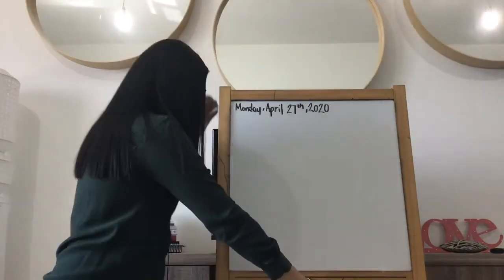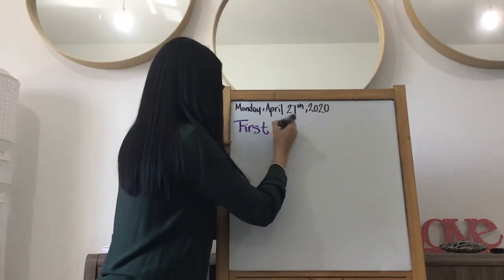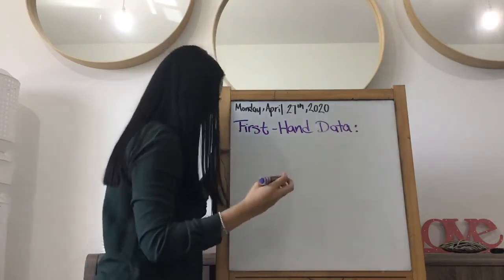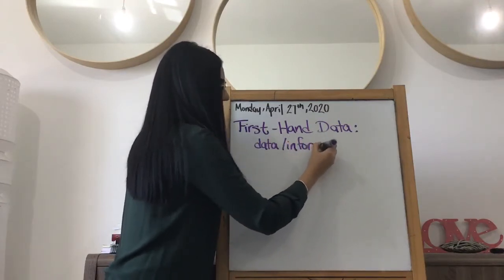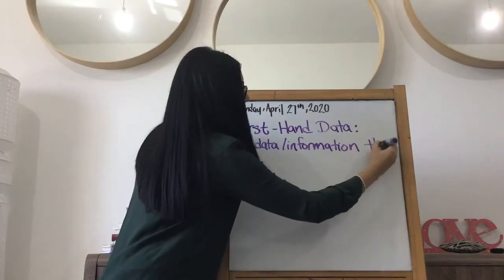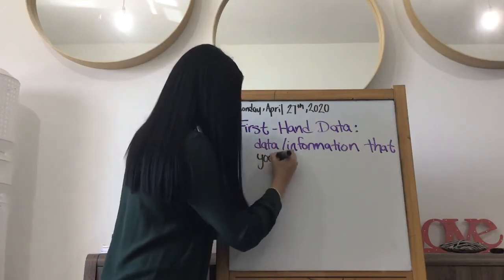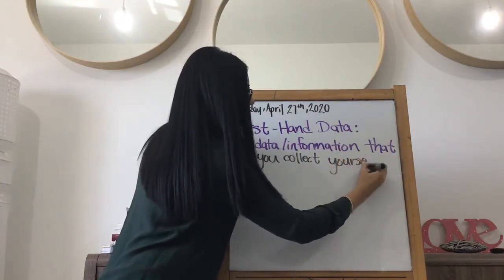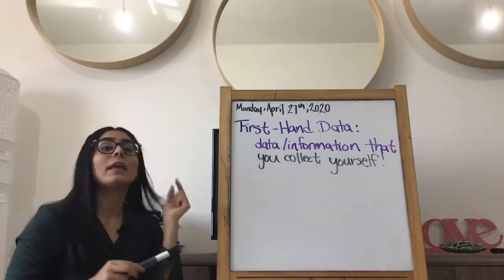So let's start that, and I'll write this down. First-hand data. The definition of first-hand data is that it is data or information, more commonly known as information. So it's any data or information that, and I'll make this in a different color, and I want you to highlight that, you collect yourself, okay? And this is the big point about it. That's a big definition, really. So first-hand data is any information that you collect yourself.